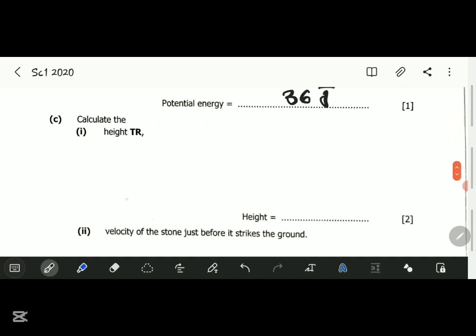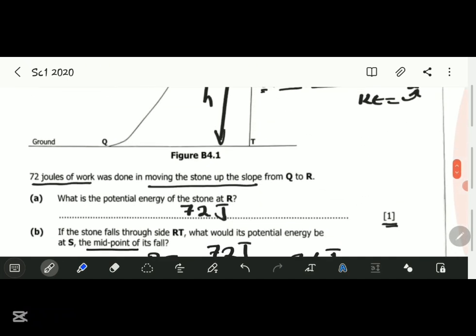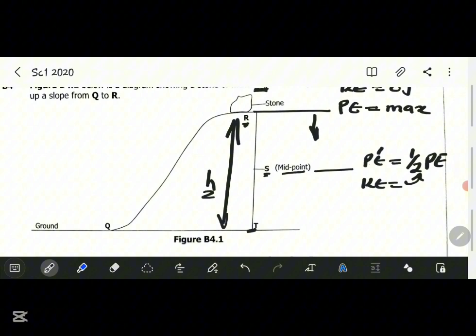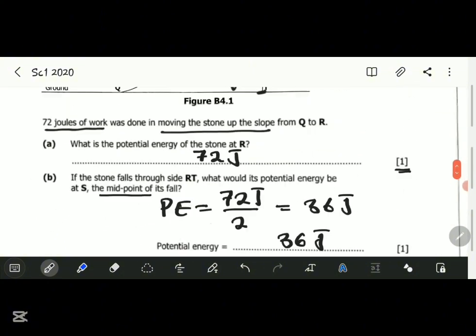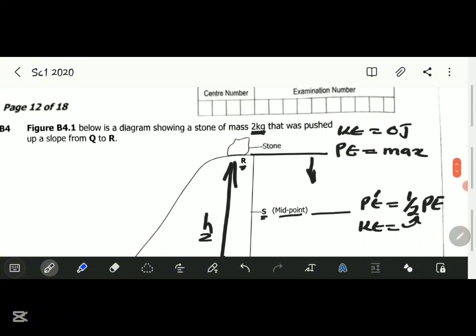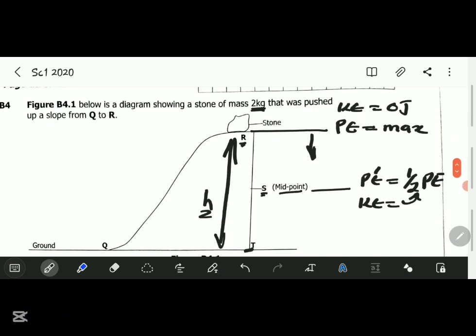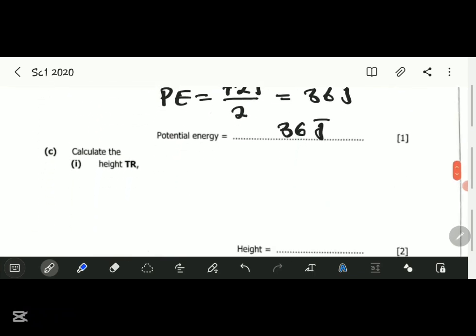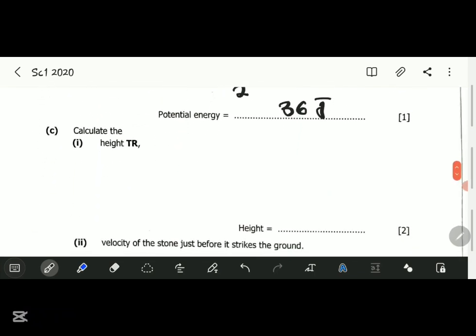C, calculate height TR. They want the height TR, so from T to R. They want this height. All right, let's see. We have been given the mass as 2 kilograms, and the potential energy at the maximum point as 72 joules. Now they want us to find the height.